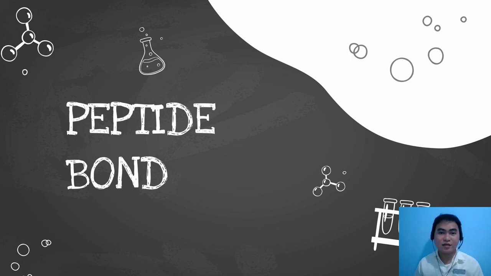Now let's discuss the peptide bond. In carbohydrates, the chains are connected through glycosidic bonding. Meanwhile, in proteins, amino acids or polypeptides are joined together by peptide bonds.